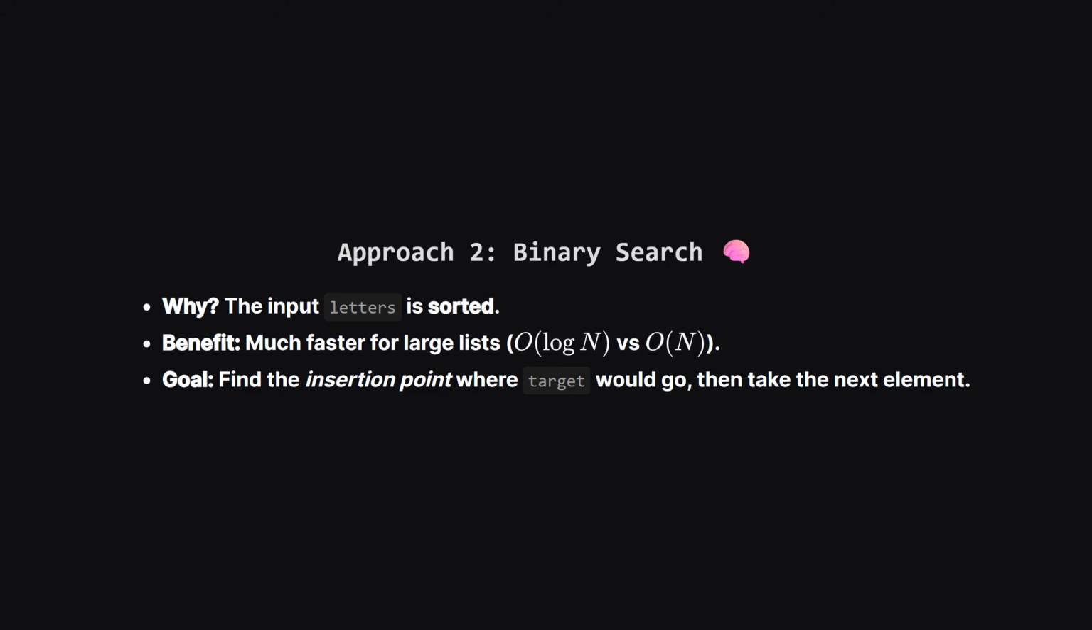The linear scan works, but we can do better. Whenever you see a problem that mentions a sorted array, your instinct should shout binary search. Binary search allows us to skip half the list at every step, making it much faster for large datasets. Our goal here is essentially to find the upper bound, the first element that is strictly greater than the target.